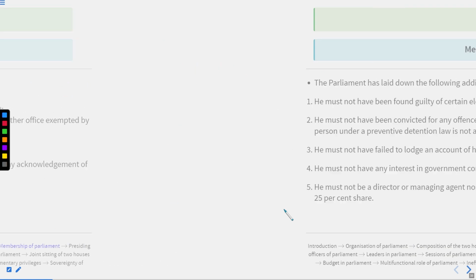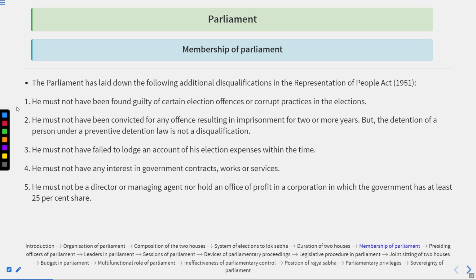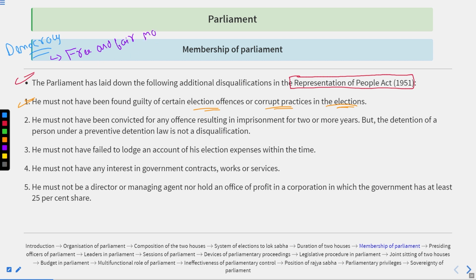Okay, the parliament has laid down the following additional disqualifications through the Representation of the People Act 1951. Okay, the first is that he must not have been found guilty of certain election offences or corrupt practices in the election. So, we know that to maintain democracy, it is far more important that the elections must be conducted in a free and fair manner.